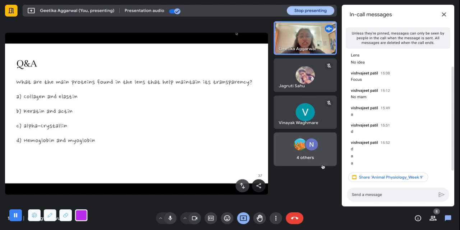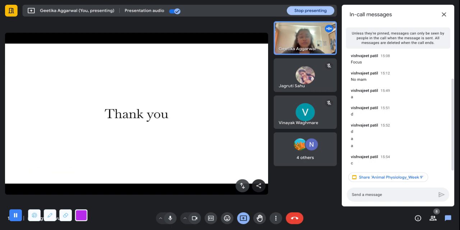What are the main proteins in the lens that help maintain its transparency? So we have discussed this. Correct. So the answer is alpha crystallin. Alpha crystallin is the main protein which actually leads to the transparency of the lens.